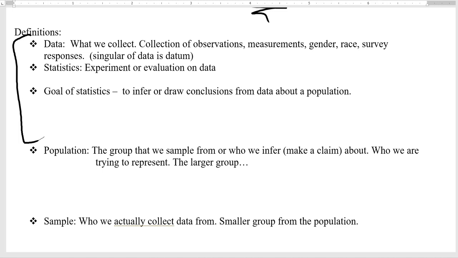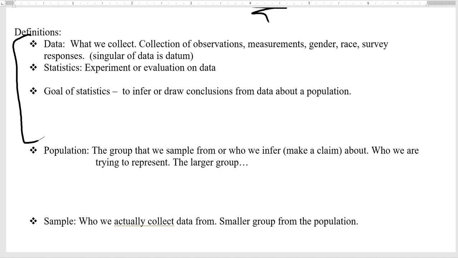The population is the group that we sample from, or who we infer or make a claim about. Who are we trying to represent? We have a larger group, right? If I wanted to know what the students of Porterville felt about our new president, well, then the population would be all the students of Porterville. That would be the larger group.